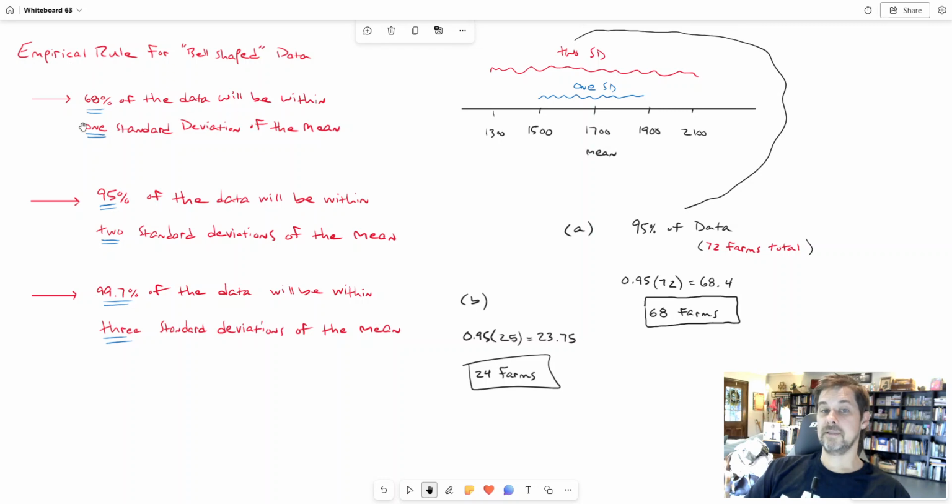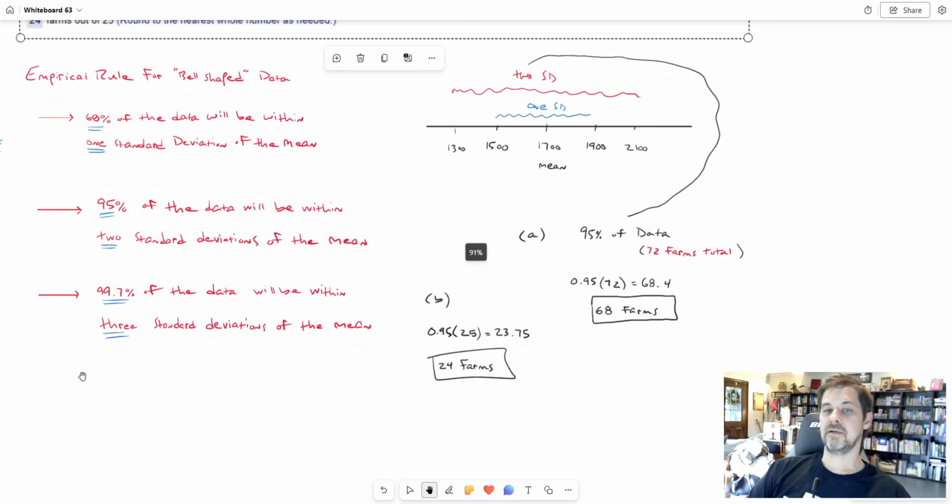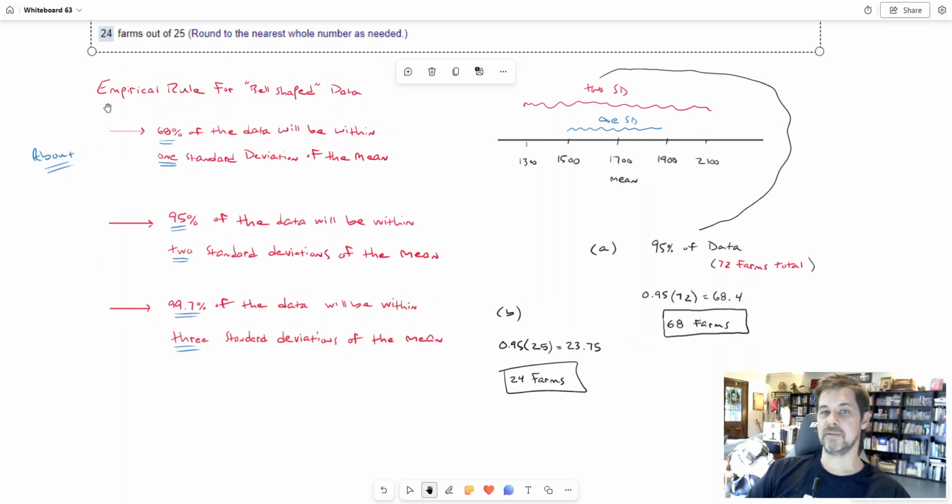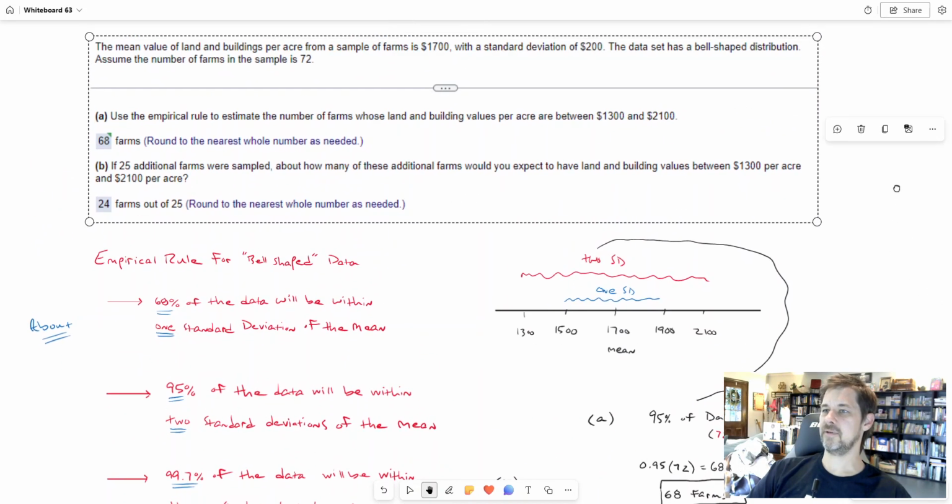And it tells us this. It says that 68% of the data will be within one standard deviation of the mean. 95% will be within two standard deviations of the mean. And 99% will be within three standard deviations of the mean. Remember, the mean is roughly the middle, and the numbers might be all spread out around the mean, but nonetheless, I can tell you how many are within 1, 2, or 3 standard deviations of the mean. And this is all in terms of estimation. The empirical rule would say about 68%, about 95%, about 99.7%. Now let's see how we can apply this.